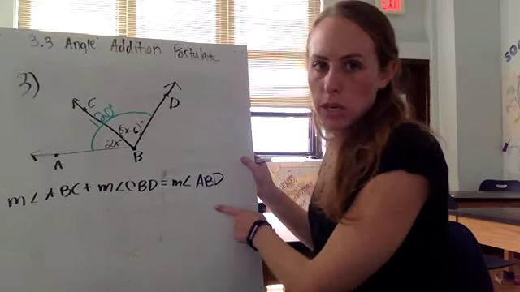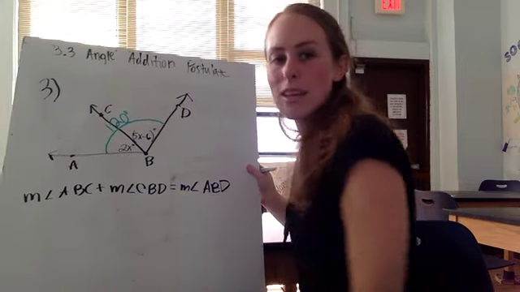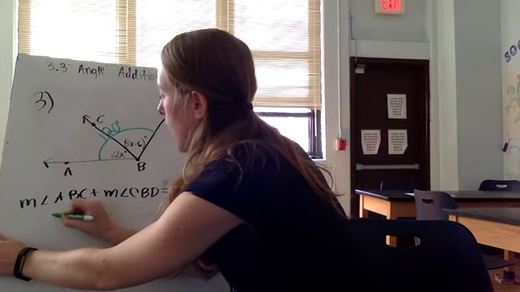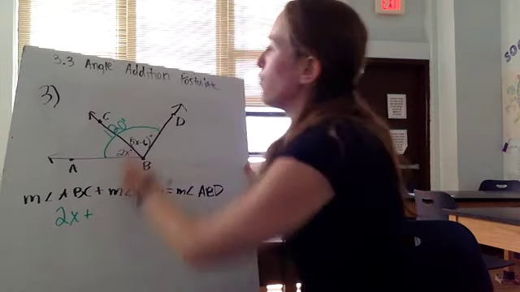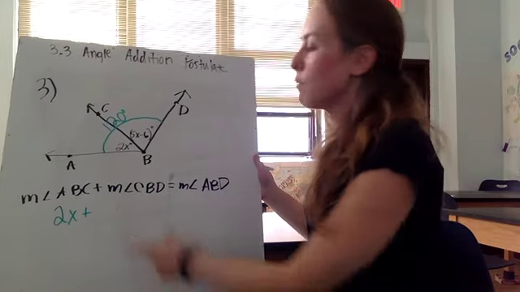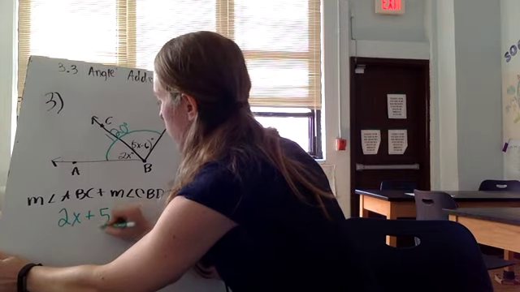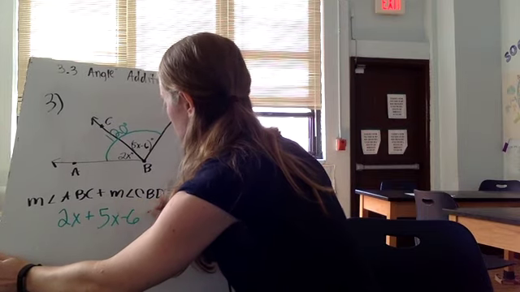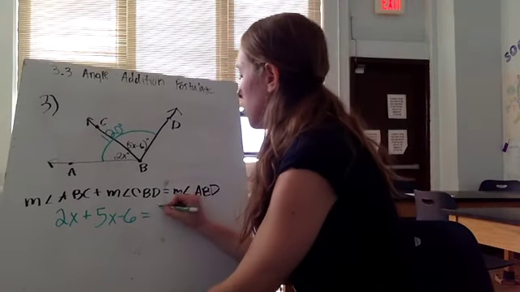Well, here's the equation we're going to use. What is the measure of angle ABC? They tell me that it's 2x. I'm going to use the addition symbol for addition postulate, and I'm going to add the measure of CBD. CBD is 5x minus 6, and it has to equal the full angle, which is 120.